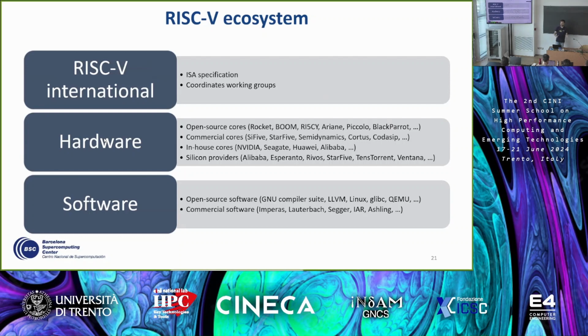Then we have the hardware people that are building the hardware. It can be open source, it can be closed commercial, it can be in-house. There are big companies like NVIDIA and Seagate, already building their own RISC-V cores. And then we have silicon providers: if you go to AliExpress now, you can buy your own RISC-V core for a couple of dollars. Not nice for HPC, by the way. And then you have the software. You have the GNU compiler, you have the LLVM compiler, and you also have commercial software built for this. Okay, good.